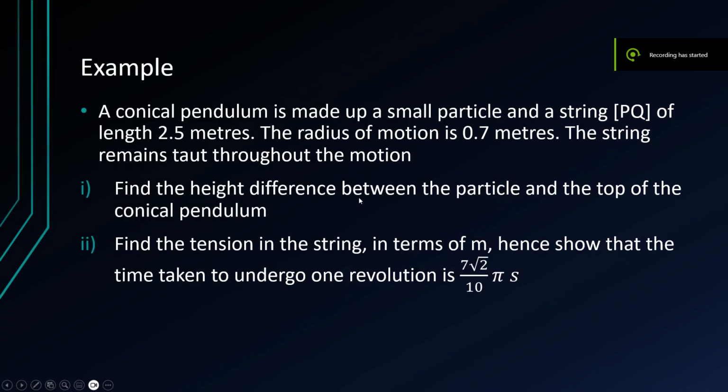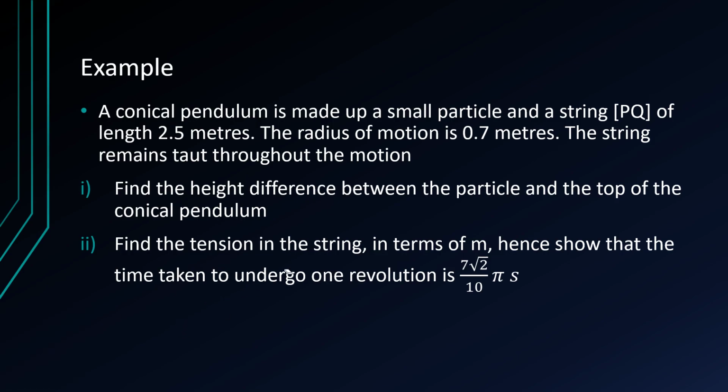So here's a kind of tricky conical pendulum example. A conical pendulum is made up of a small particle and a string PQ of length 2.5 meters. The radius of motion is 0.7 meters. The string remains taut throughout the motion. Find the height difference between the particle and the top of the conical pendulum.